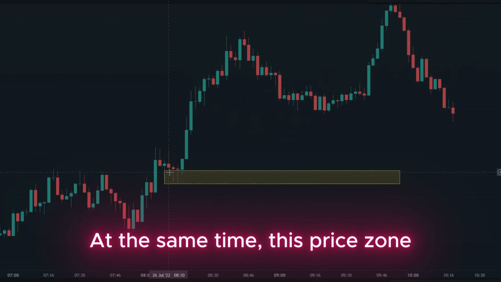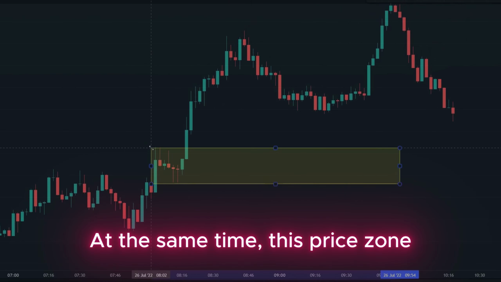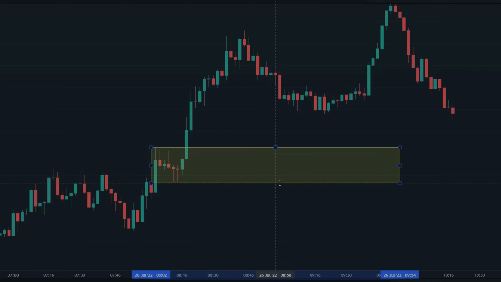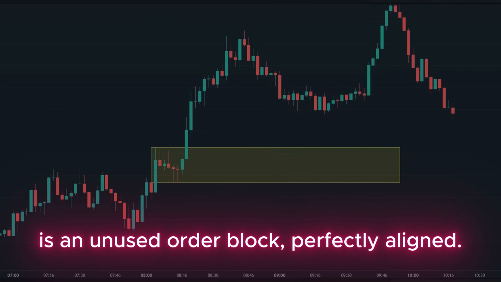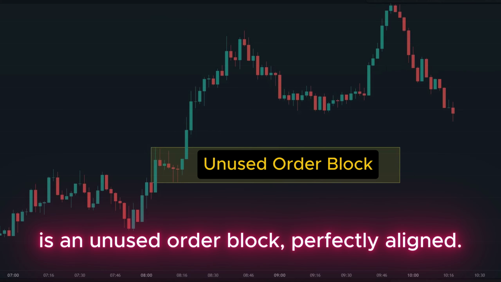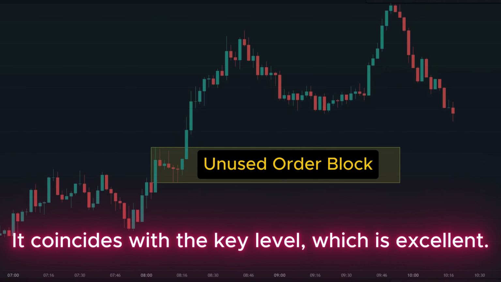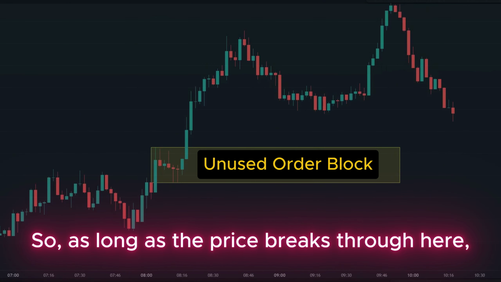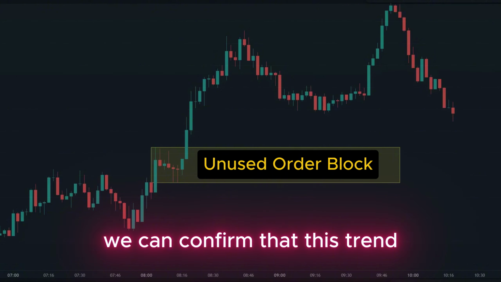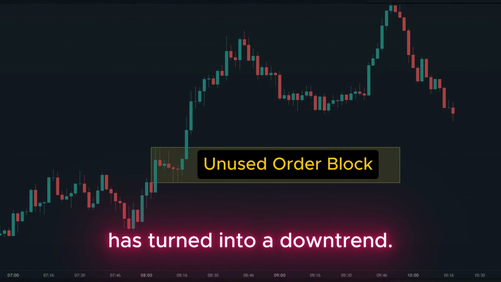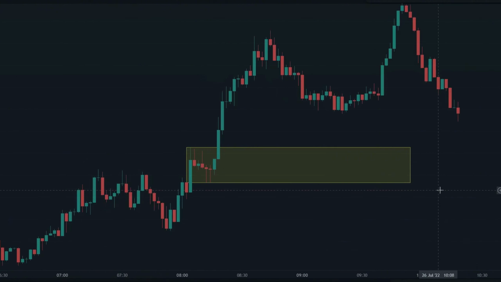At the same time, this price zone is an unused order block, perfectly aligned. It coincides with the key level, which is excellent. So, as long as the price breaks through here, we can confirm that this trend has turned into a downtrend. It reverses into a downtrend.